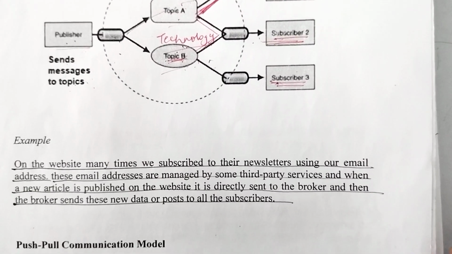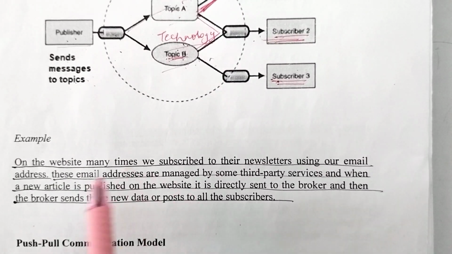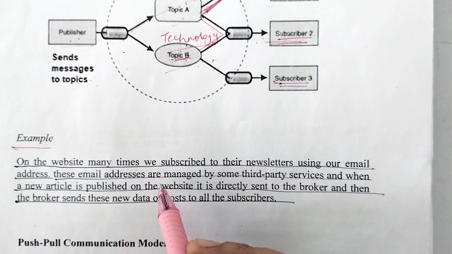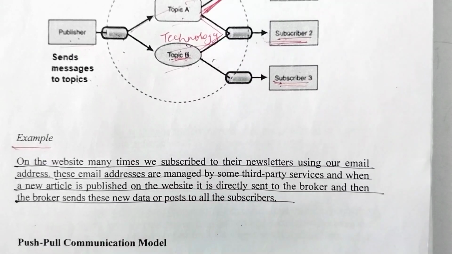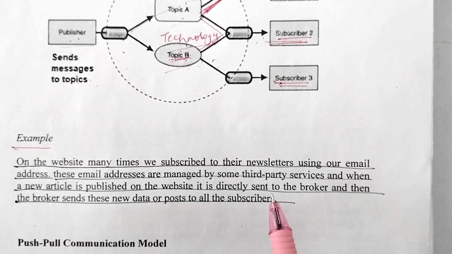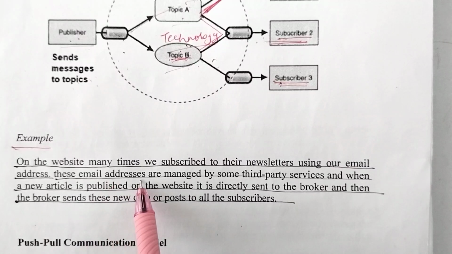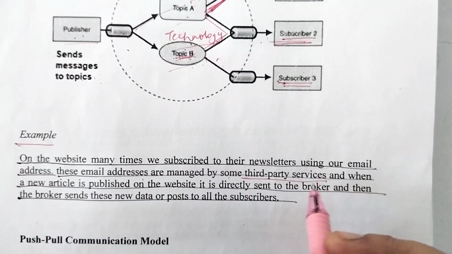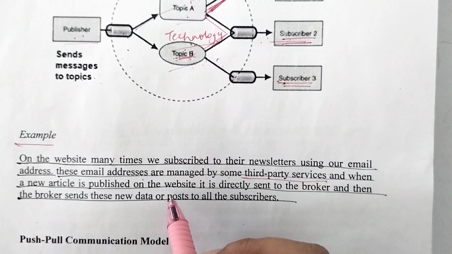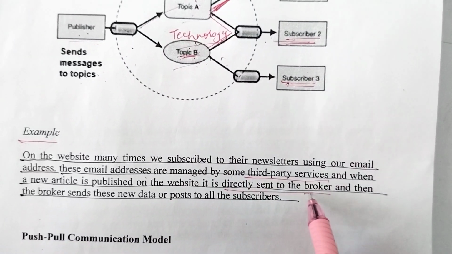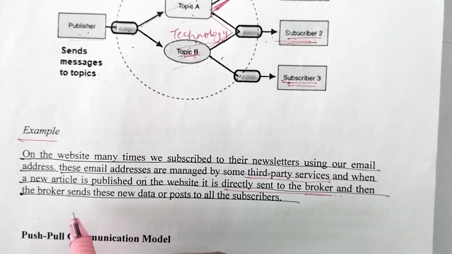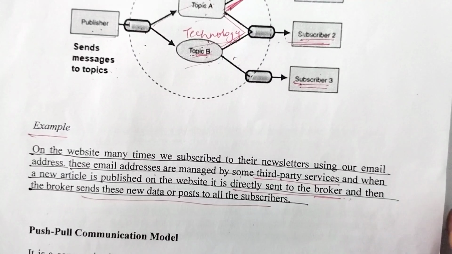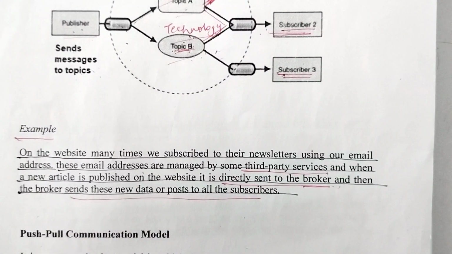So this is how the publish and subscribe model works. As an example, you can see that on many websites, many times we subscribe to their newsletters. When we subscribe to the newsletters of various websites using our email address, these email addresses are managed by some third-party services which we call the brokers. And when a new article is published on a website, it is directly sent to the broker, and from there the broker sends these new data or posts to all the subscribers as per the topic that they have subscribed to.